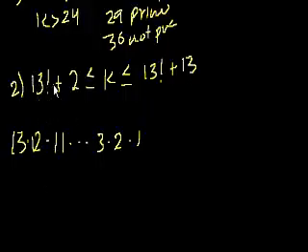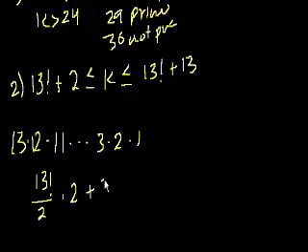We could write that as, let's rewrite actually, this 13 factorial divided by 2 times 2 plus 2. I just rewrote 13 factorial plus 2. And I want you to see that this is the same thing, right? I just divided by 2 and multiplied by 2. And you'll see in a second why I did that. And this is a tricky problem.